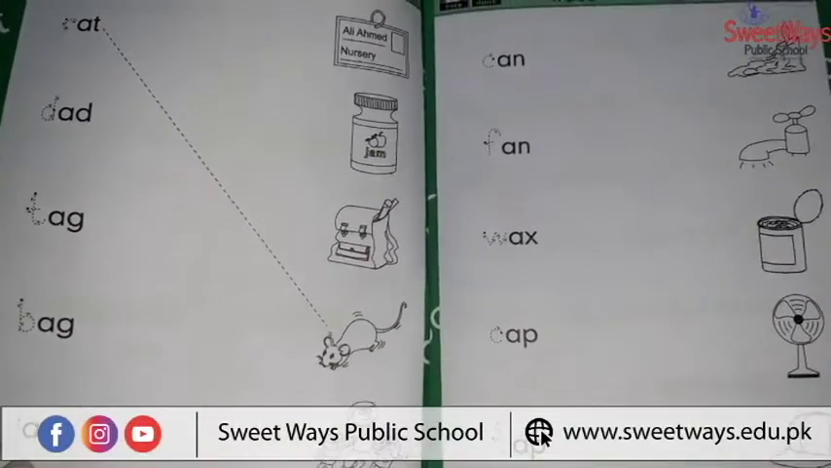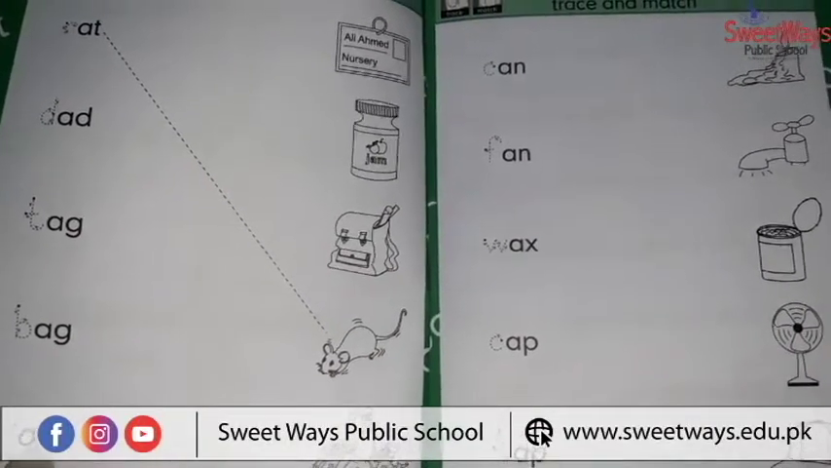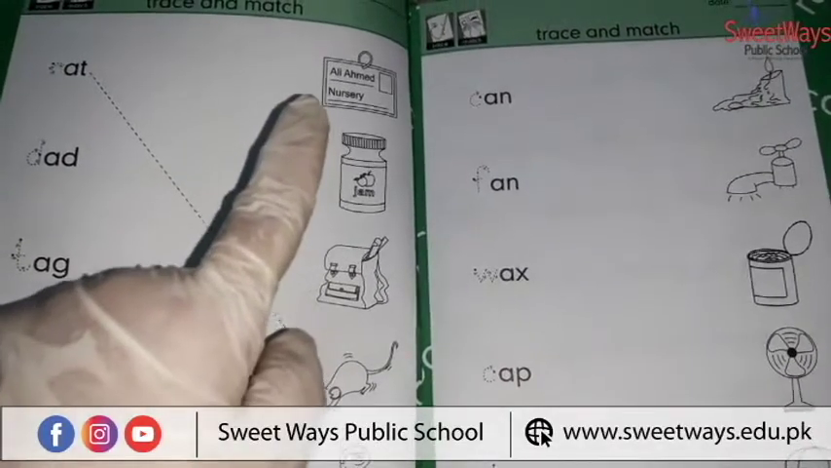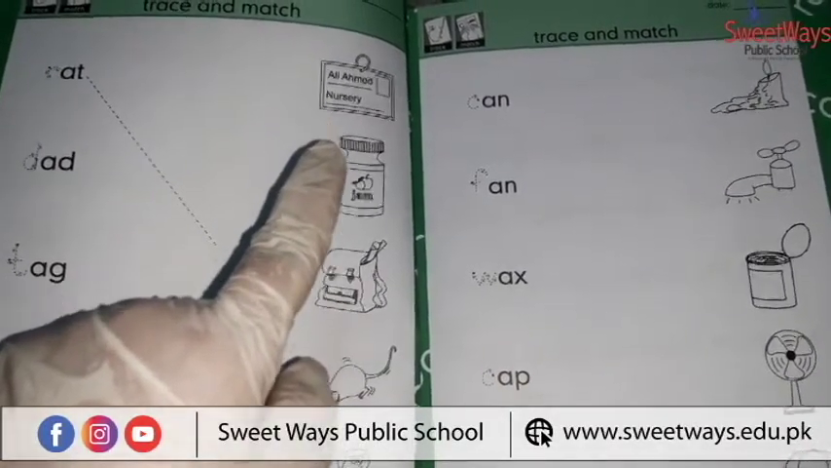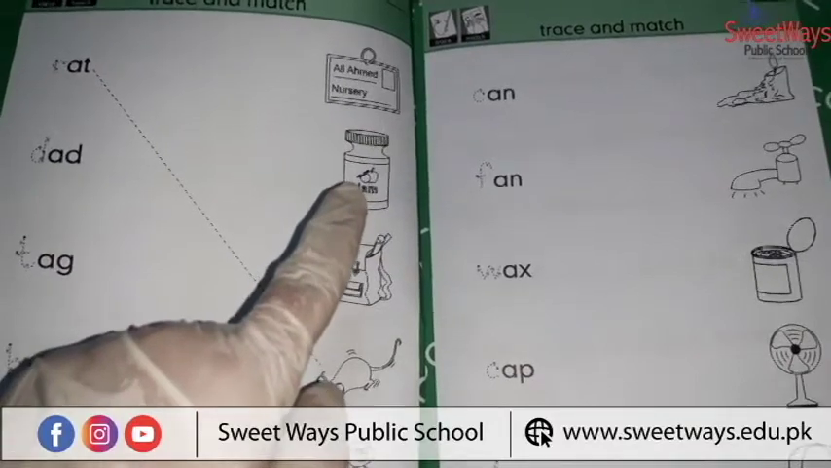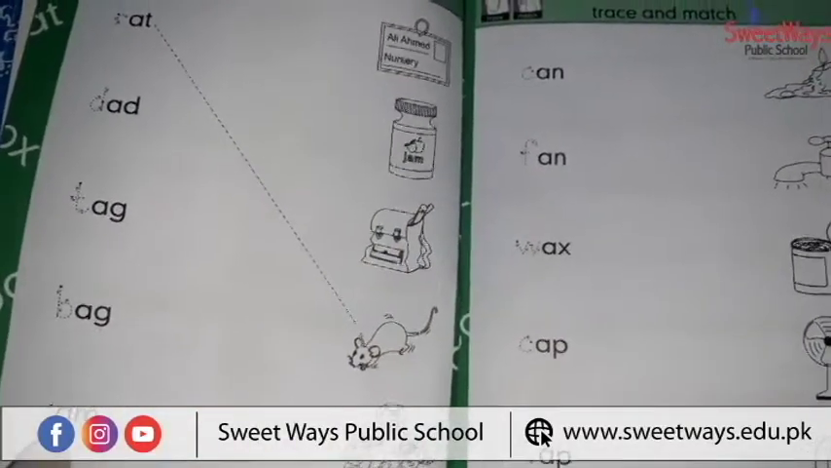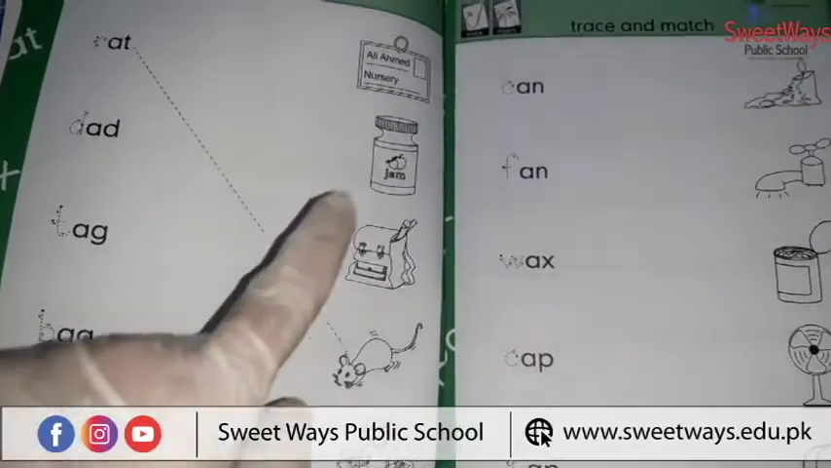This is the name of jam. Jam, jam. Now find out the picture of jam. Is it jam? No. Is it jam? Yes, this is the picture of jam. Now match the name of jam with its picture.